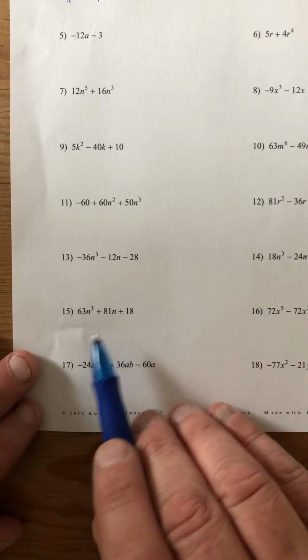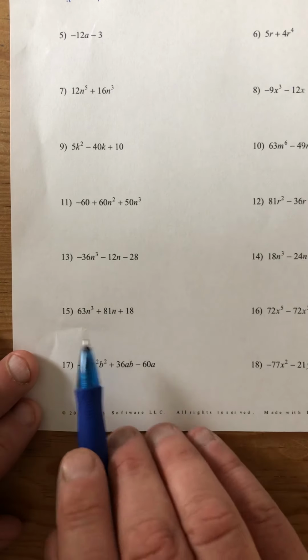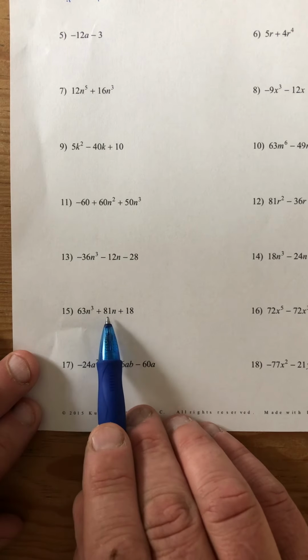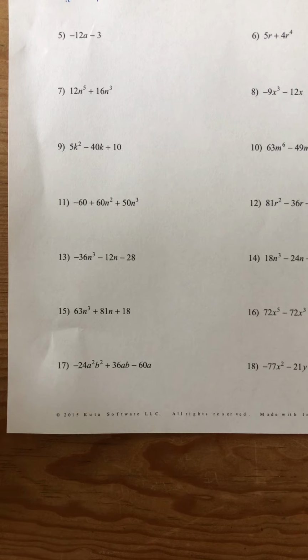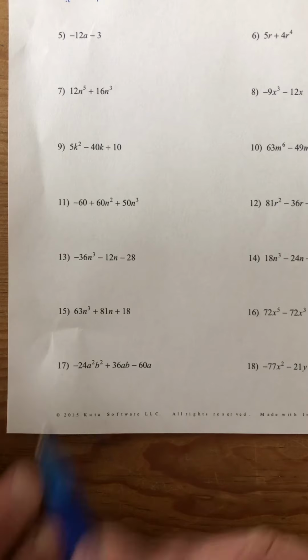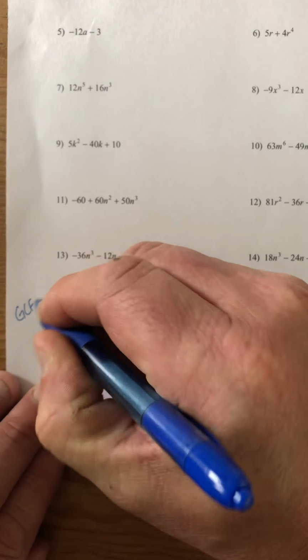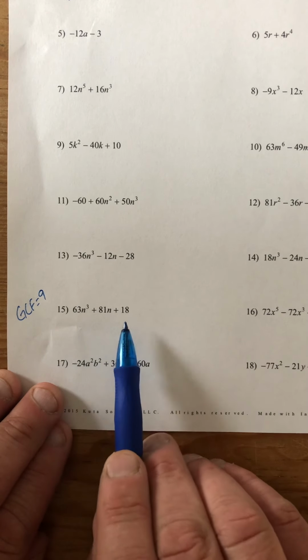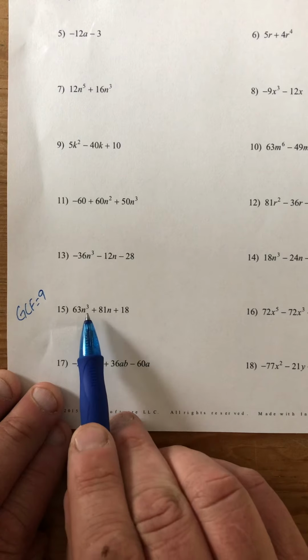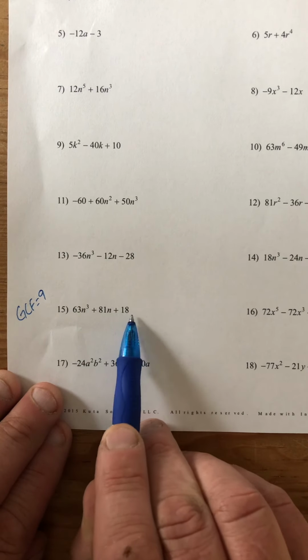Okay, I'm going to jump down to number 15. Number 15 is a trinomial. I have 63n to the third plus 81n plus 18. Now, it may take you a little while numerically to find the GCF, but I know my factors of all three of these numbers. There's one number that they have in common that goes into all three, and that is the number 9. 9 goes into 63, 9 goes into 81, and 9 goes into 18.